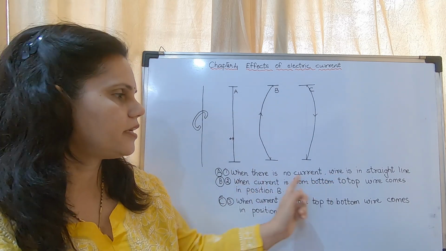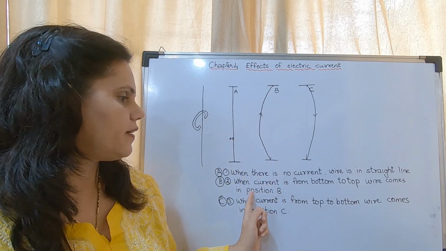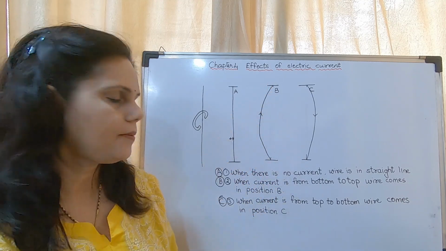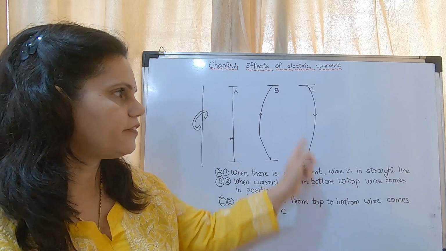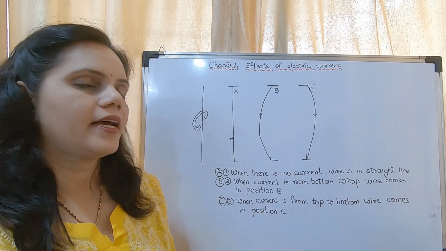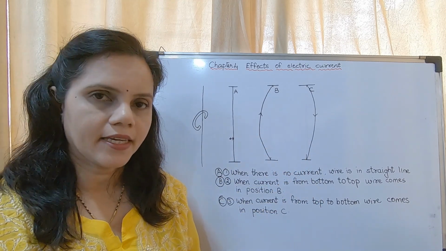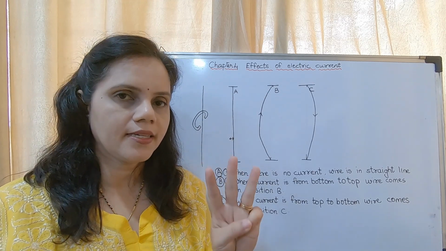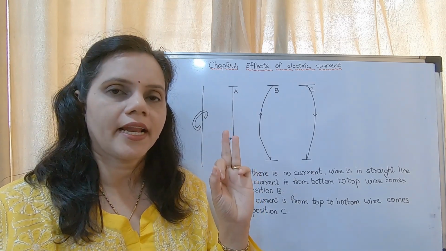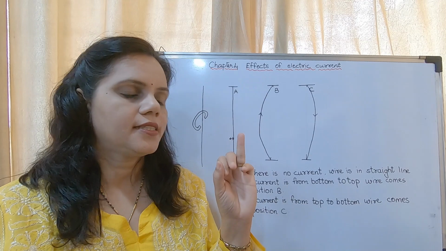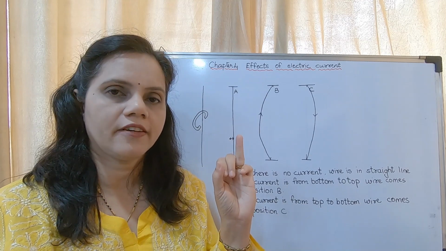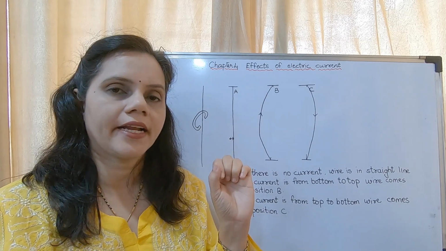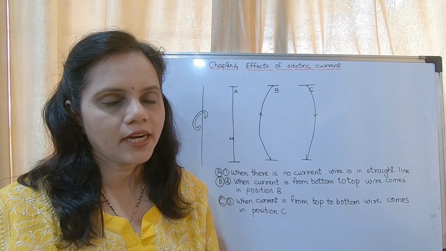When current is passing from bottom to top, the wire comes in position B. When current is passing from top to bottom, the wire comes in position C. Okay, so there are three things. One is direction of current, second is direction of magnetic field, and the third is direction of motion of conductor.